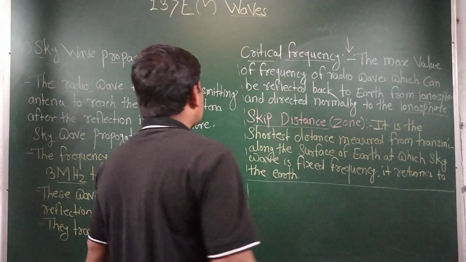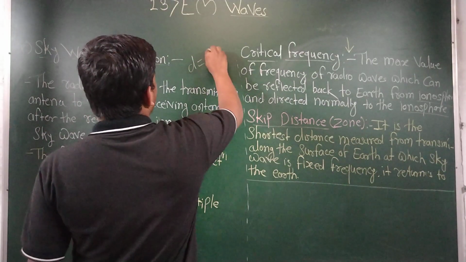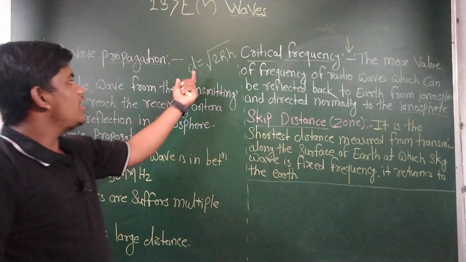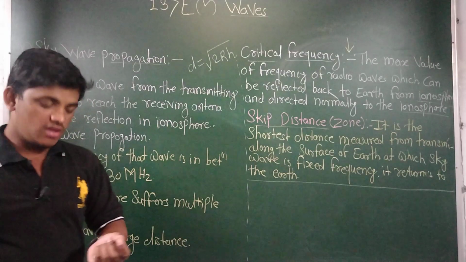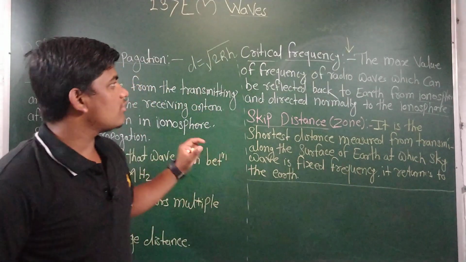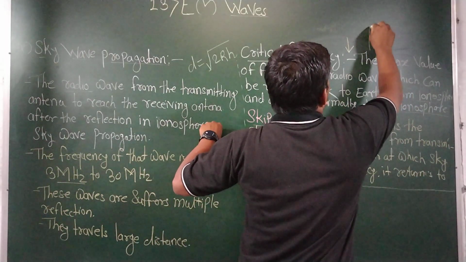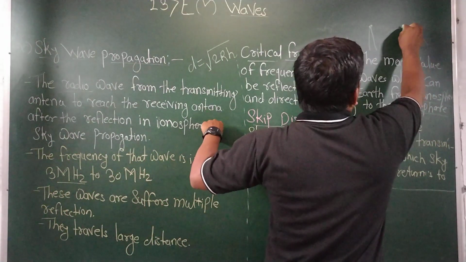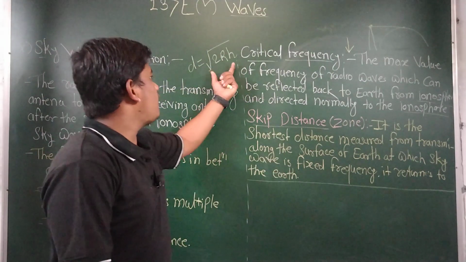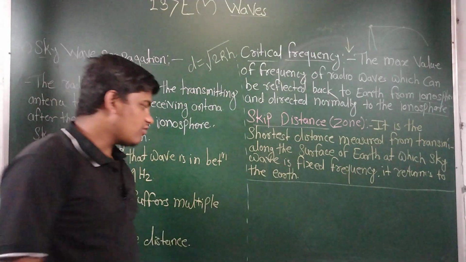In the previous lectures, we discussed the formula of the range, which we denoted as D, that is the square root of 2RH. This is the formula for calculating the range, the maximum distance reached by a wave transmitted from a transmitter along the earth surface. We called that distance D, and in this lecture we calculate the value of D.